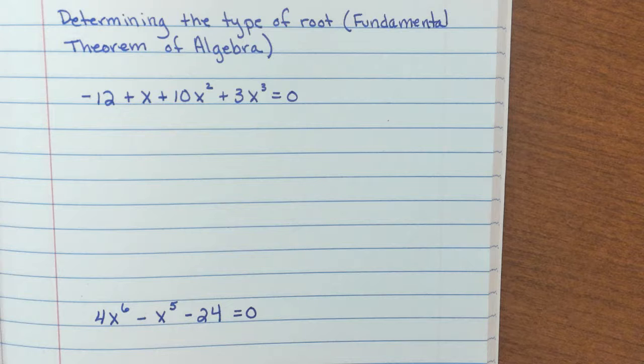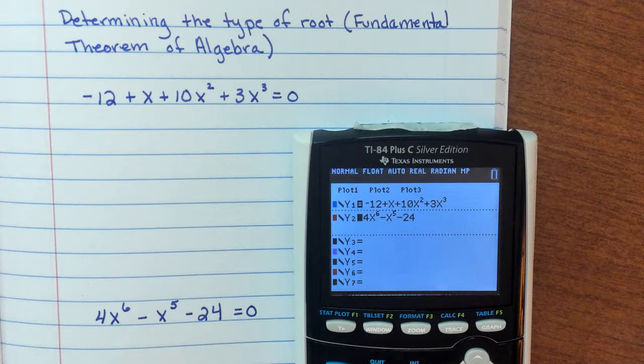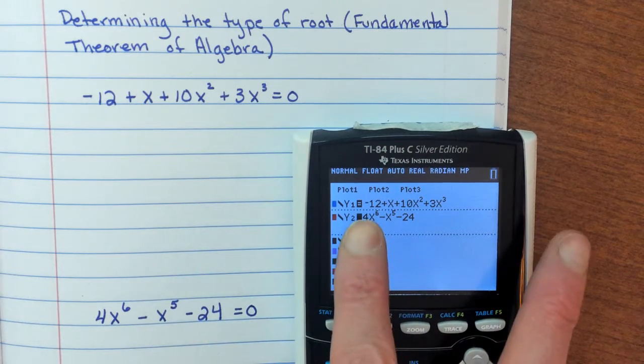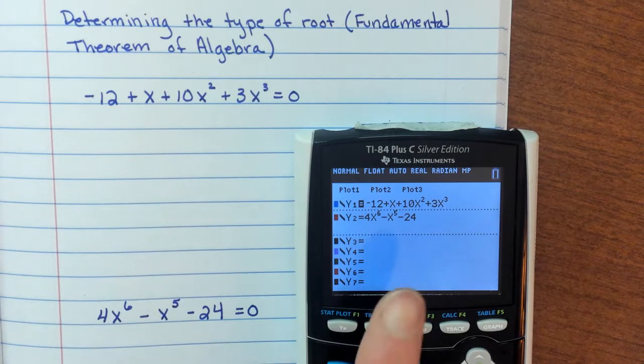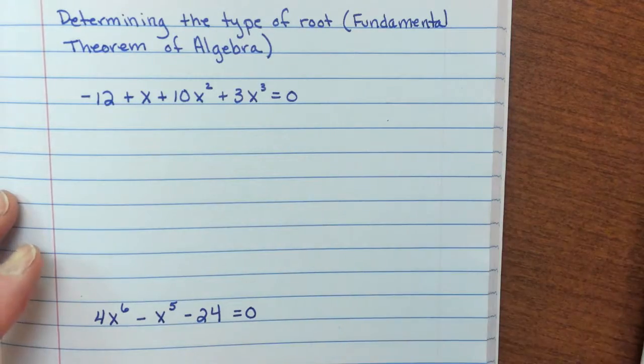In this video, we're going to determine the type of root given an equation. This one's actually not too difficult because we're simply going to use the calculator. So what I've done is I've put both equations in my calculator. I've turned off my second one so that I can just make this video go rather smoothly. So we're trying to determine the types of roots. The thing about roots is there's three types.